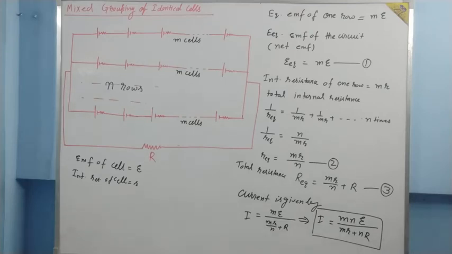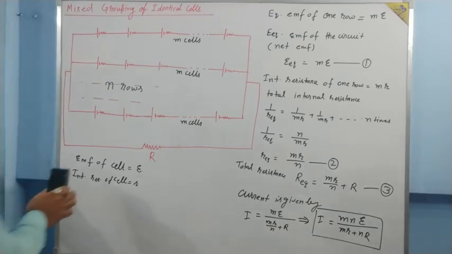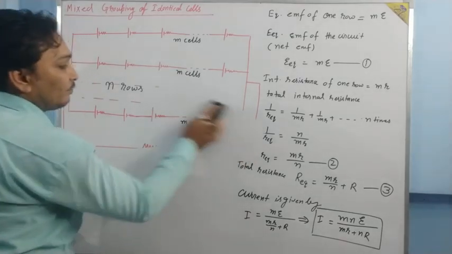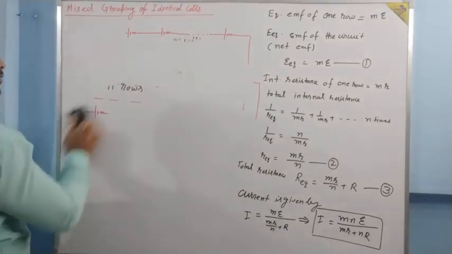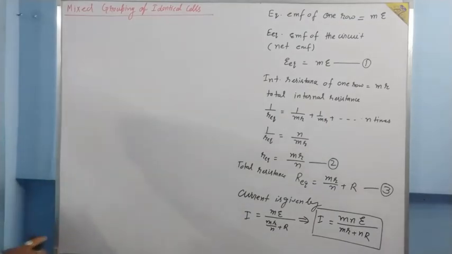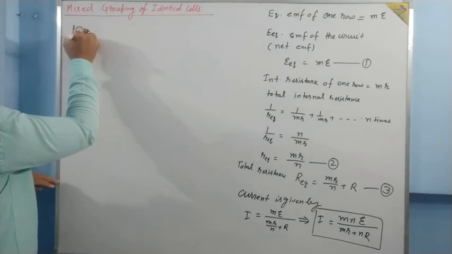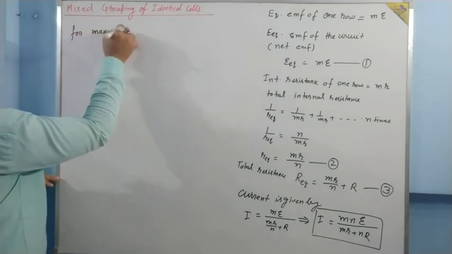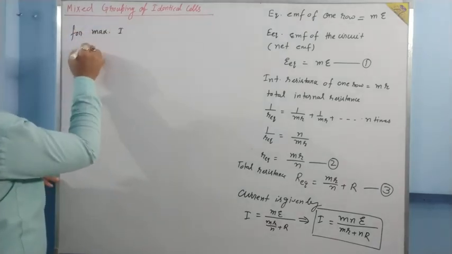What is the most important part of this topic is the condition in which the current is maximum. Let us derive that. For that, the circuit is not required. In which condition will the current be maximum? So for maximum current, maximum I. What is I by the way?